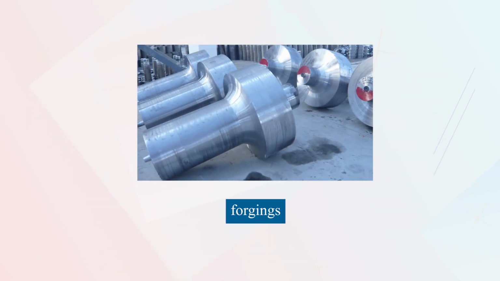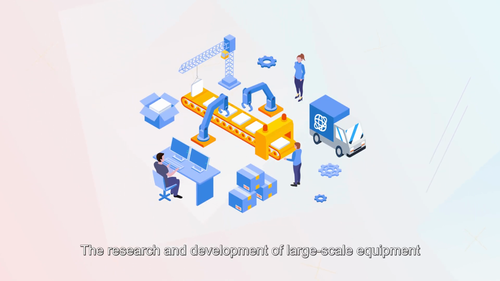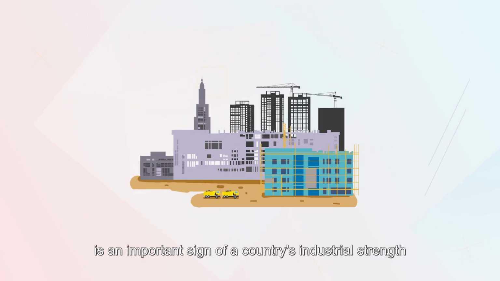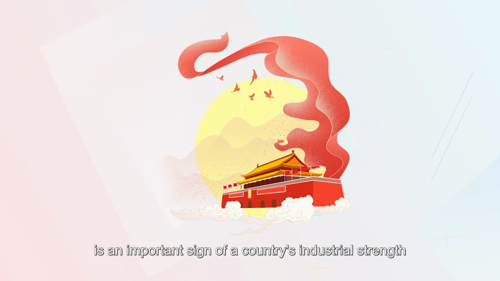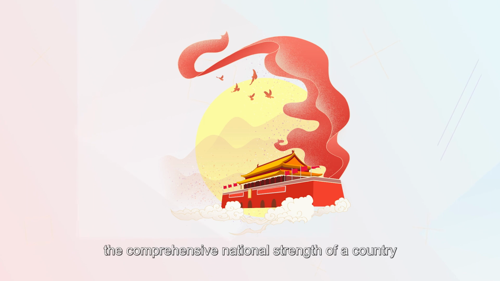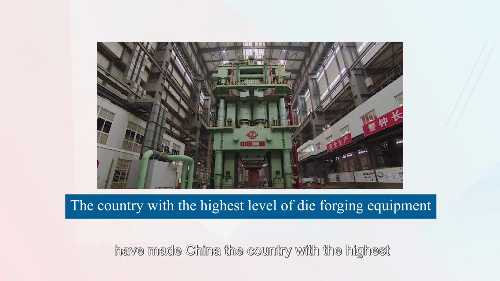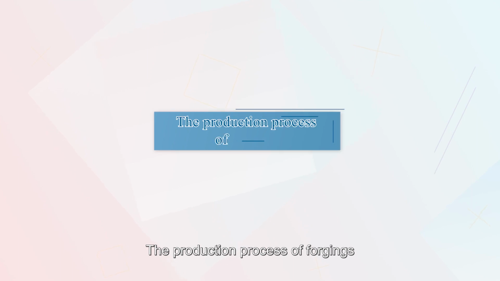or die, forgings. The research and development of large-scale equipment, as well as the manufacturing of large-scale equipment, is an important sign of a country's industrial strength, and it also symbolizes the comprehensive national strength of a country. In the field of large-scale die forging processes, the 80,000-ton large-scale die forging press, which is independently designed, manufactured, installed, and commissioned by China, has made China the country with the highest level of die forging equipment in the world. The production process of forgings.